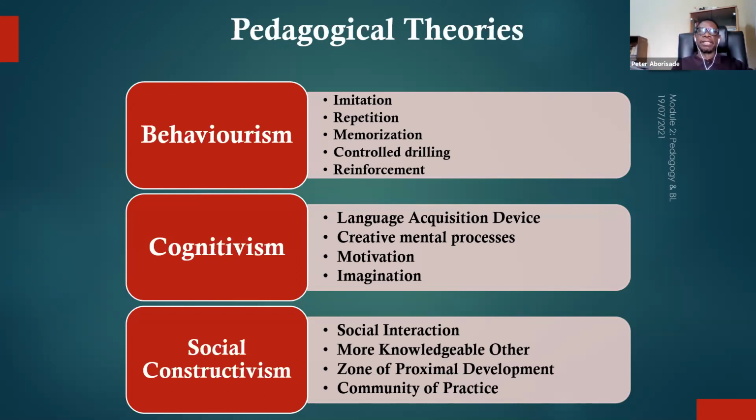Cognitivism tells us that everybody is born with a creative mental potential, the potential that enables us to learn whatever we want to learn, to acquire the skills that we want to acquire as members of a social community. It recognizes motivation as a means to acquiring anything we want to acquire. It recognizes imagination as a way to building new knowledge.